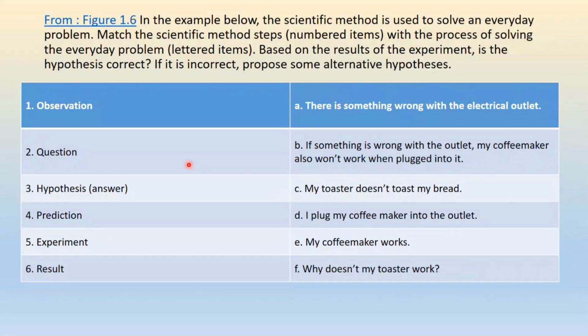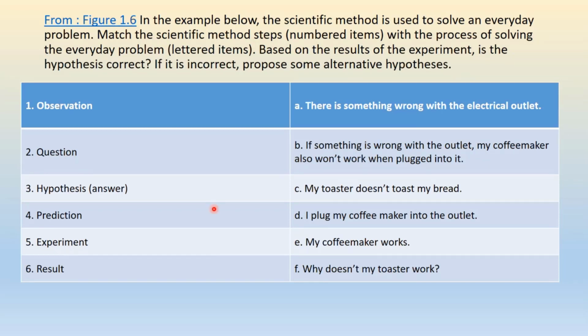So what I want you to do now, what I want you to communicate with me now, is that you see there in your left row, it's 1, 2, 3, 4, 5, 6. You're going to be matching these scientific methods, which are the number items, with the process of solving the everyday problem, which is the letter items A, B, C, D, E, F.